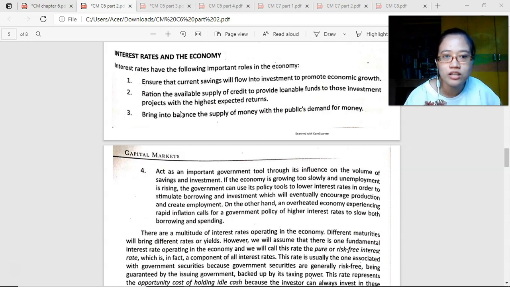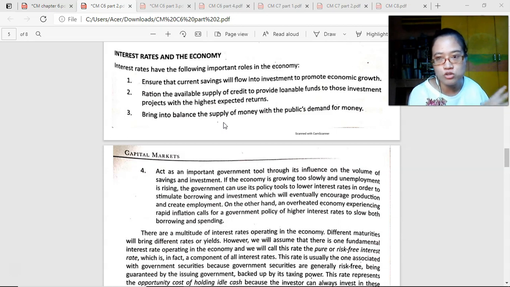Okay? Thirdly, bring into balance the supply of money with the public's demand for money. Because when there is too much supply of money compared to the demand, normally there would be inflation. Okay? And we don't want that to happen. So normally, what the monetary board does is, the excess supply of money, they would retract that, or they would find a way to get that into the possession of BSP. Remove it from the market, and it goes to their possession.